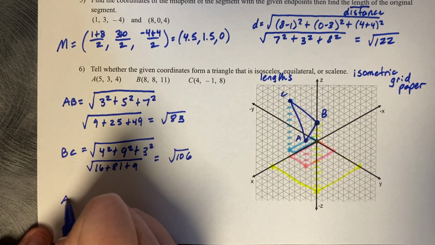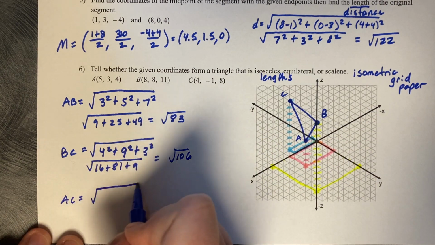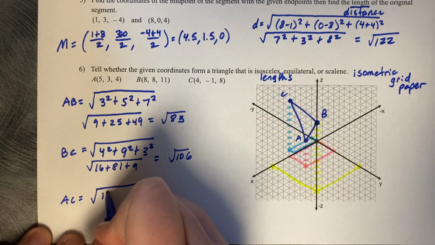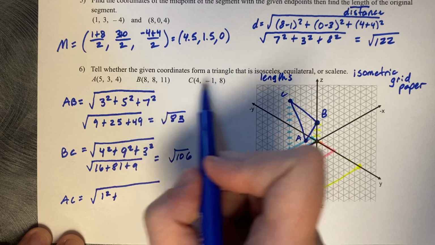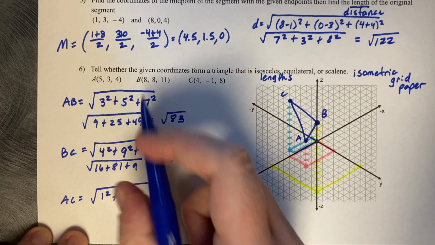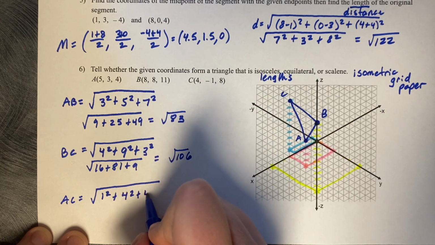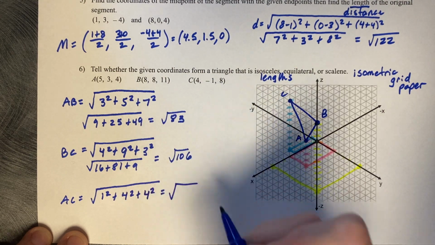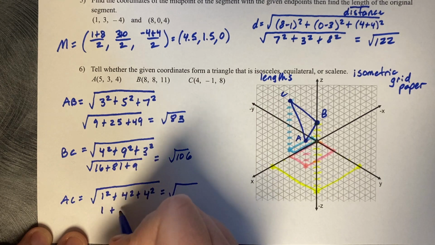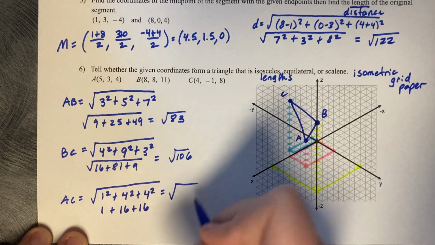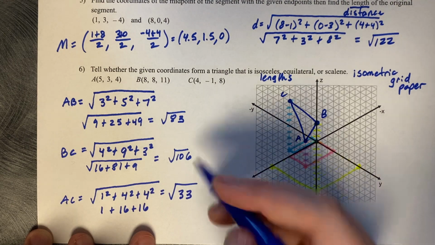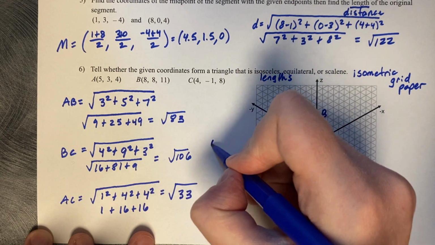And then AC, that's going to be 5 minus 4 is 1 squared, plus 3 plus 1 is 4 squared, plus 8 minus 4 is 4 squared. That's going to be 1 plus 16 plus 16, which is the square root of 33. So if we compare these 3 lengths, we can see that this is scalene.